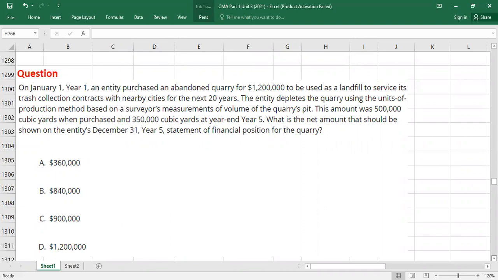You read it? What happened here? Which method do you have to apply? Did he tell you anything? I didn't read the question.